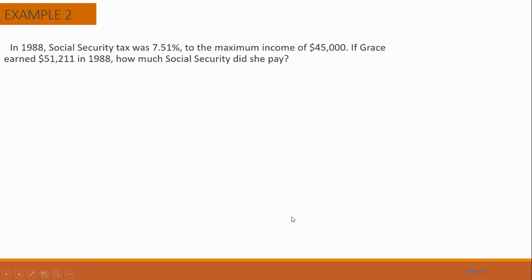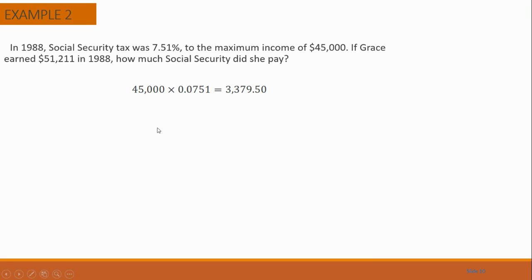For example 2, in 1988, Social Security tax was 7.51%. The maximum income was $45,000. So if Grace earned $51,211, she made over the amount in 1988. How much Social Security did she pay? When you make over the amount, you actually have to use the $45,000 where it says the maximum income earned. So she will only get charged on $45,000. She does not get charged on the money that she got over.